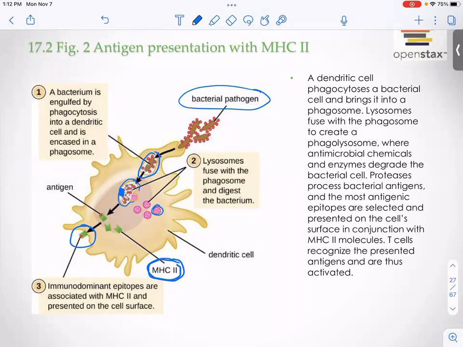Okay, so these are the kind of cells, the dendritic cells and the macrophages especially, that are traveling around in the lymph.